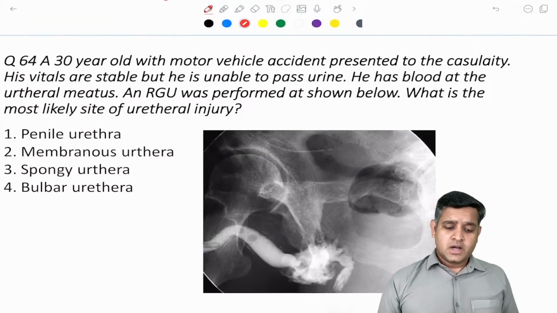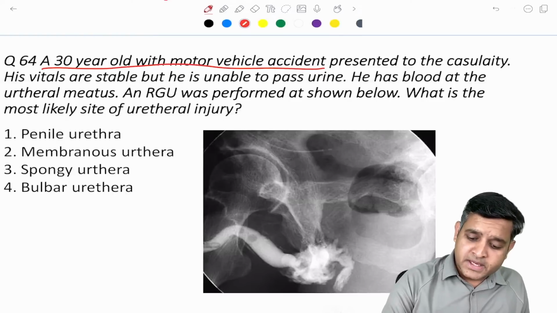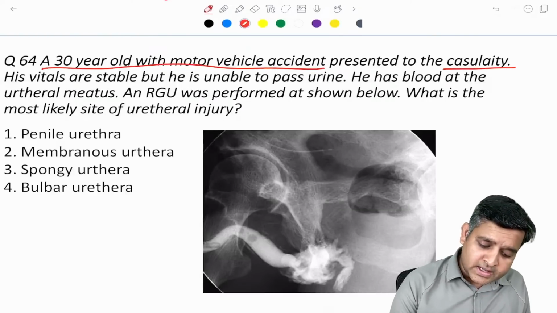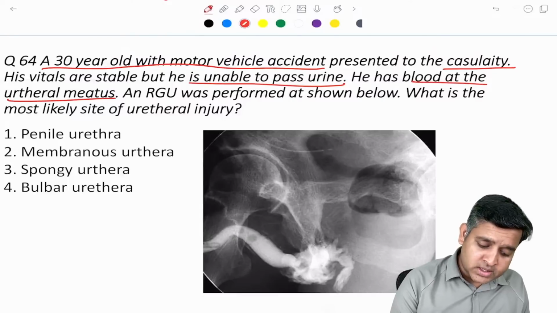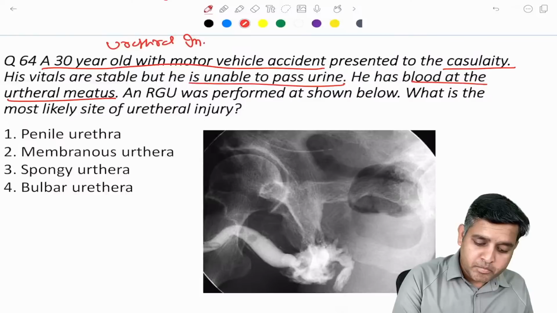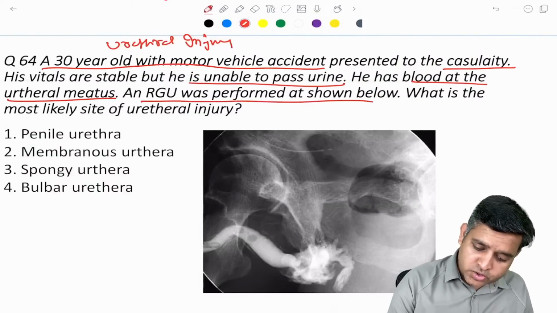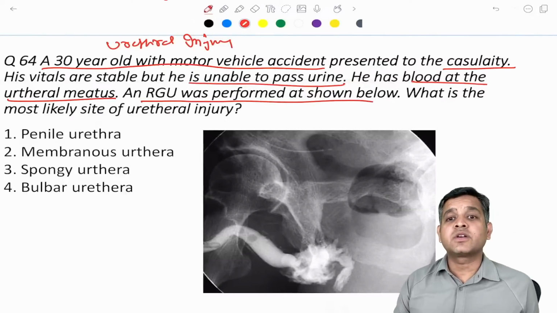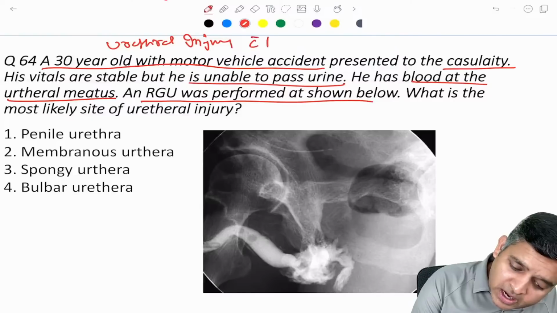64. A 30-year-old with motor vehicle accident presented to the casualty. His vitals are stable but is unable to pass urine. He has blood at the urethral meatus. That means there is a urethral injury. An RGU was performed as shown below. What is the most likely diagnosis? So please remember, urethral injury with RTA.